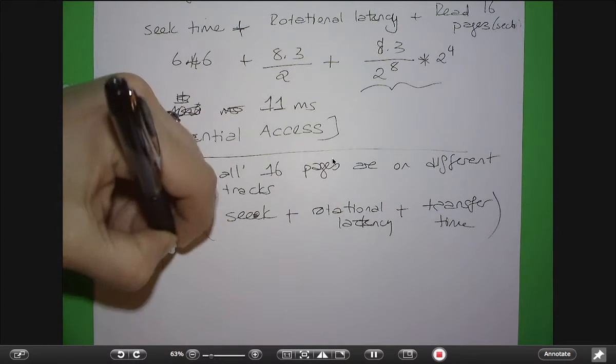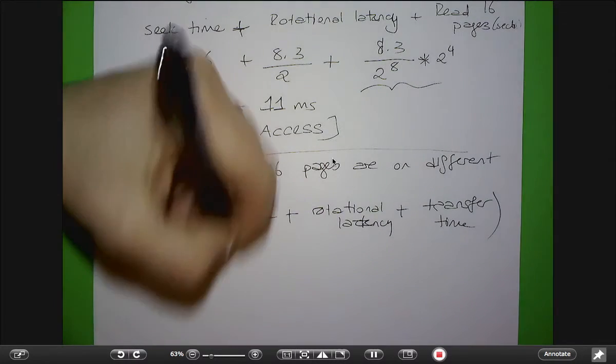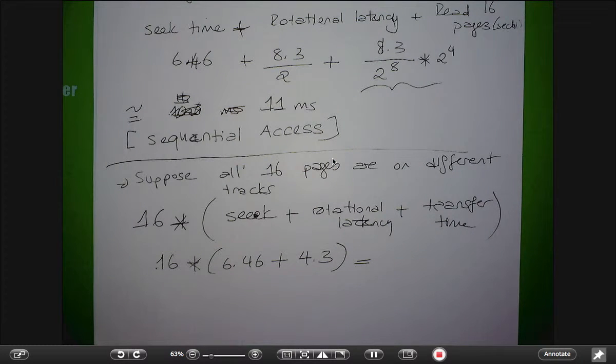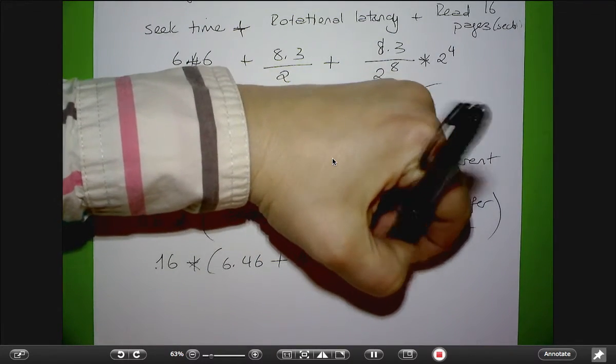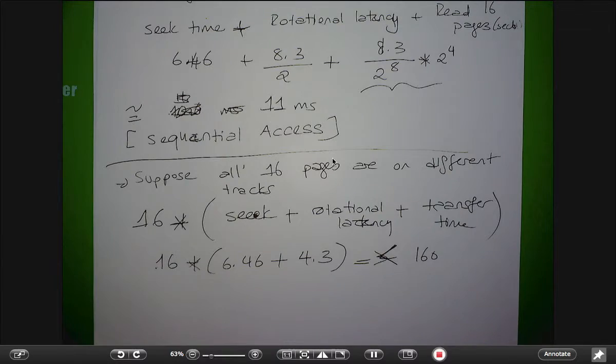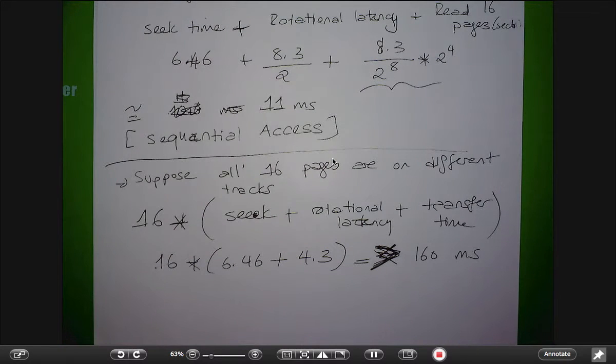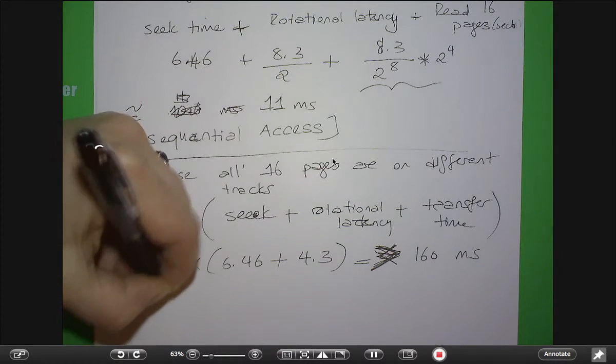So this is the same as saying 16 times 6.46 plus 4.3. So that's 10.7 times 16, which is greater than 160, right? Do you see the difference? 11 milliseconds is already a lot. 160 milliseconds is crazy, right? So 160 milliseconds just to read 16 pages. This is called random access.